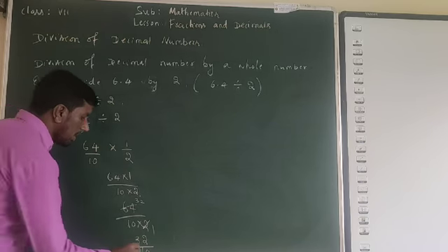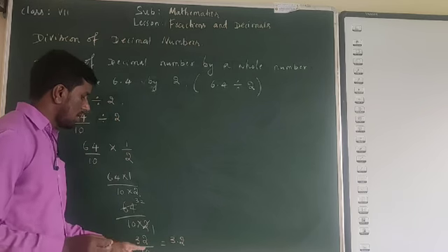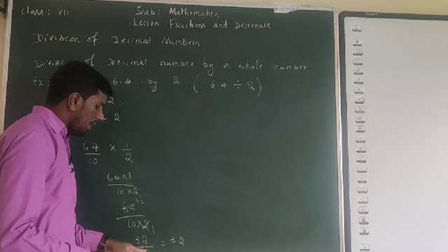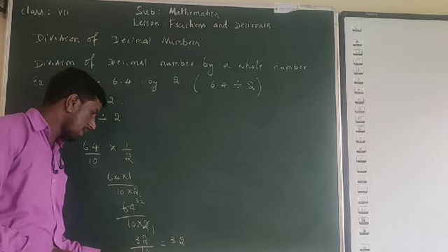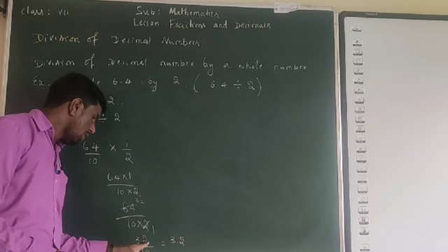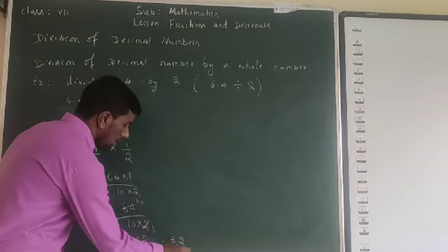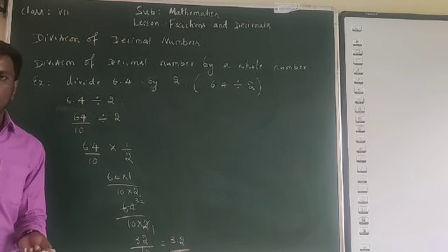How to write 32 by 10 in terms of decimal? By default I have a decimal point at the last. I will be dividing, so the decimal point has to sit on the left side. How many places? Only one place, because I have one 0. So 32, I have a decimal point here, and one place will be situated as 3.2. Correct? 3.2 will be the answer for this.